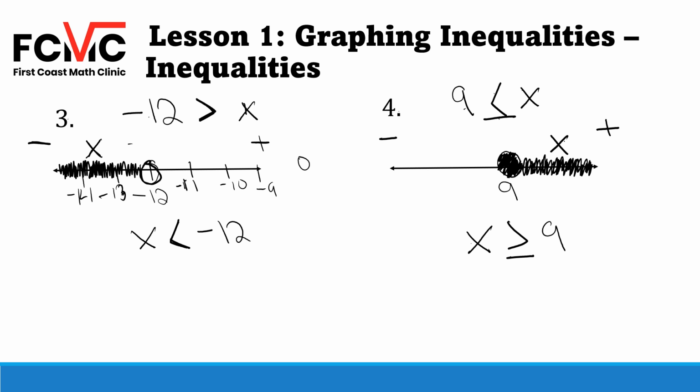Going back to number 3, making sure number 3 isn't confusing. Our value for x is less than negative 12, so our inequality is opening towards the negative 12 in both of these answers. So these are two different ways we can write this answer: negative 12 is greater than x, or x is less than negative 12. And number 4, x is greater than or equal to 9, or 9 is less than or equal to x. Two different ways we could write that answer.